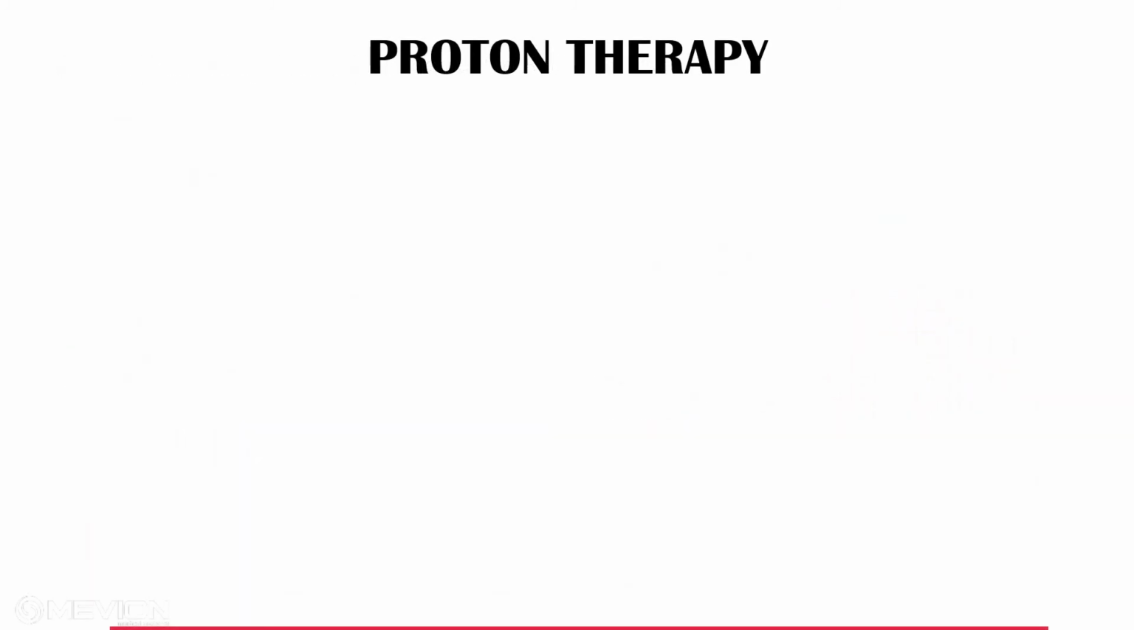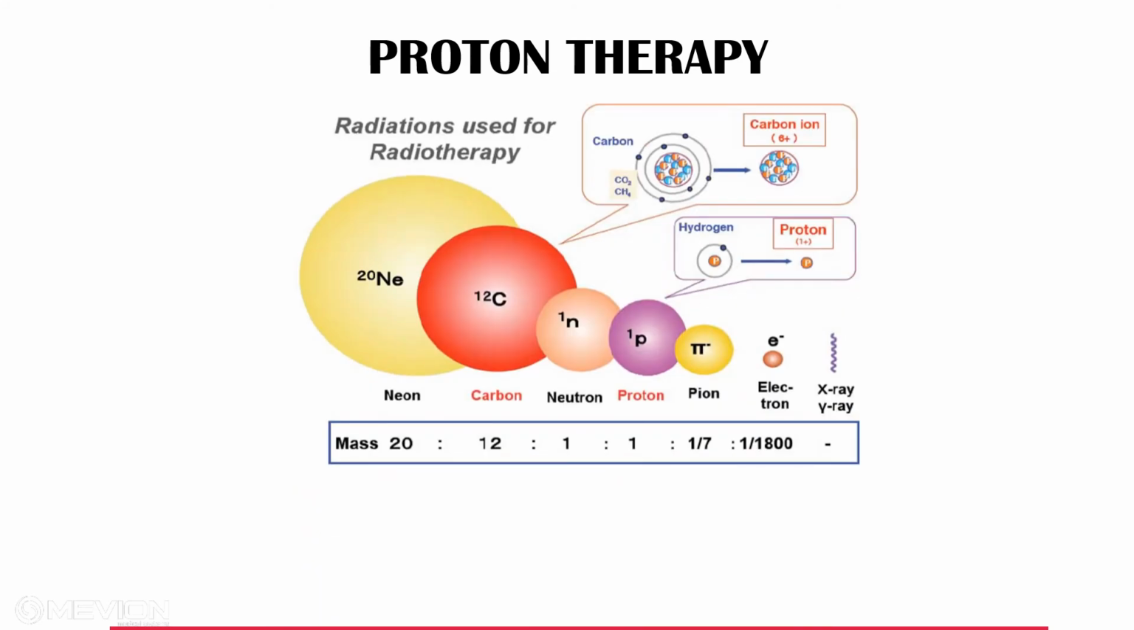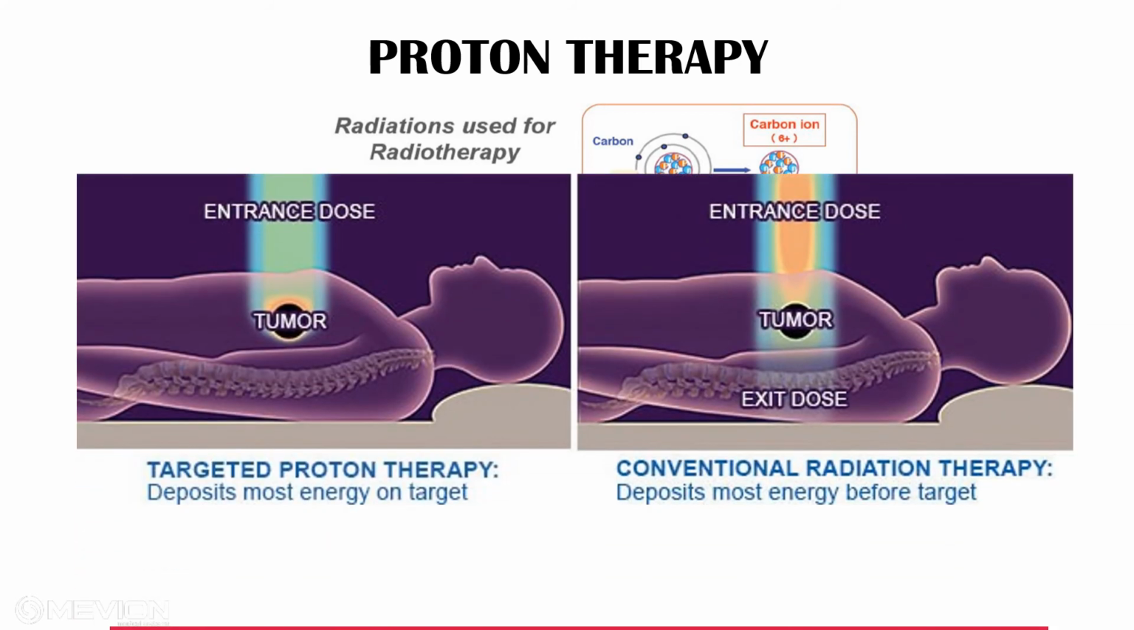Now we have come across protons. What is proton? Proton is an ionizing particle with a mass of 1, seen in this picture here. Proton has certain radiophysics characteristics, so that we can see the implementation shown in this image. The one on our left hand side is the dose distribution of proton.